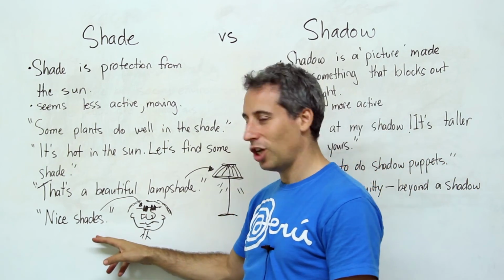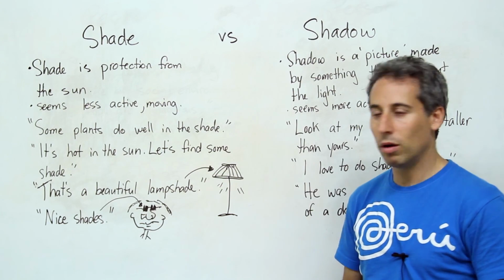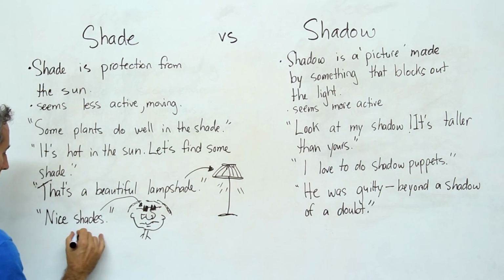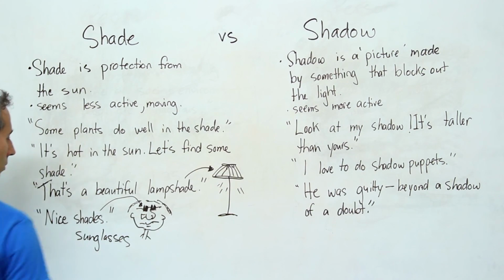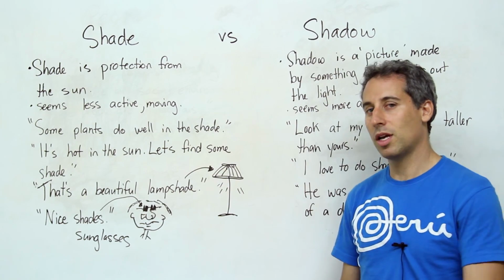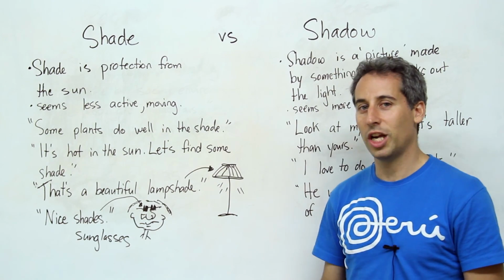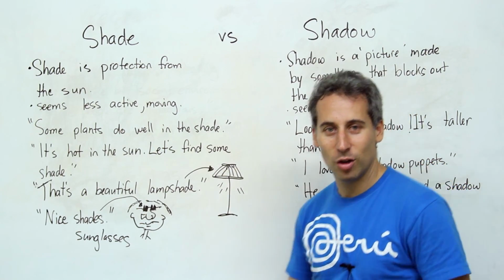And nice shades. Shades is an informal word for sunglasses. So, nice shades. Oh, those are cool shades. You could say that. Okay, so that's shade.